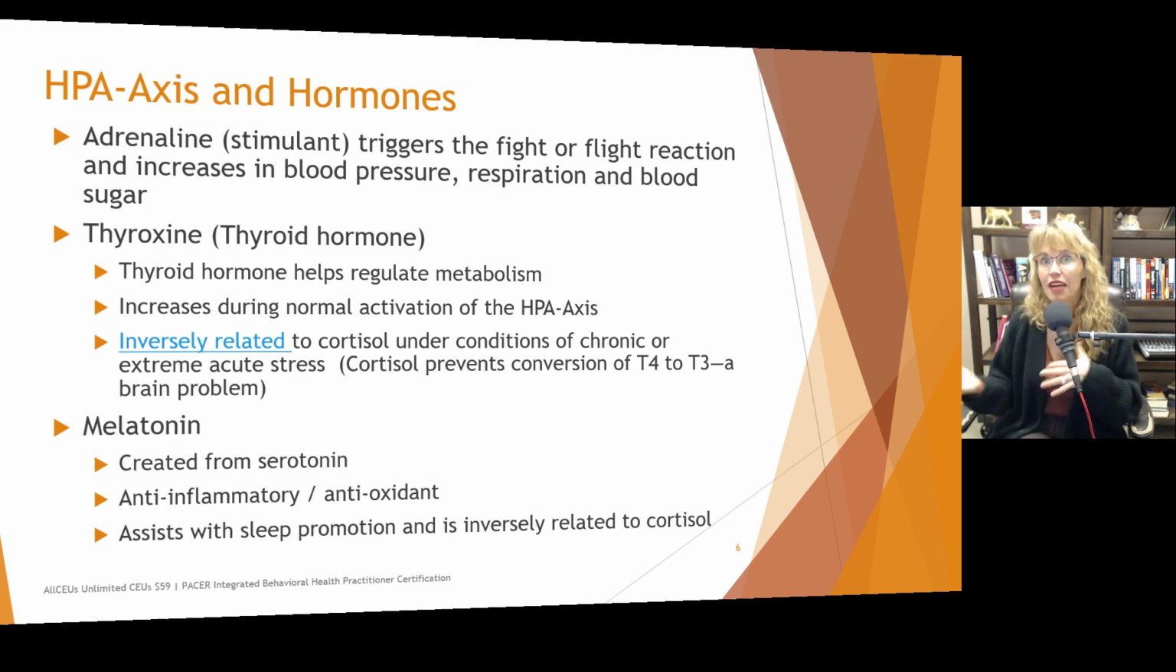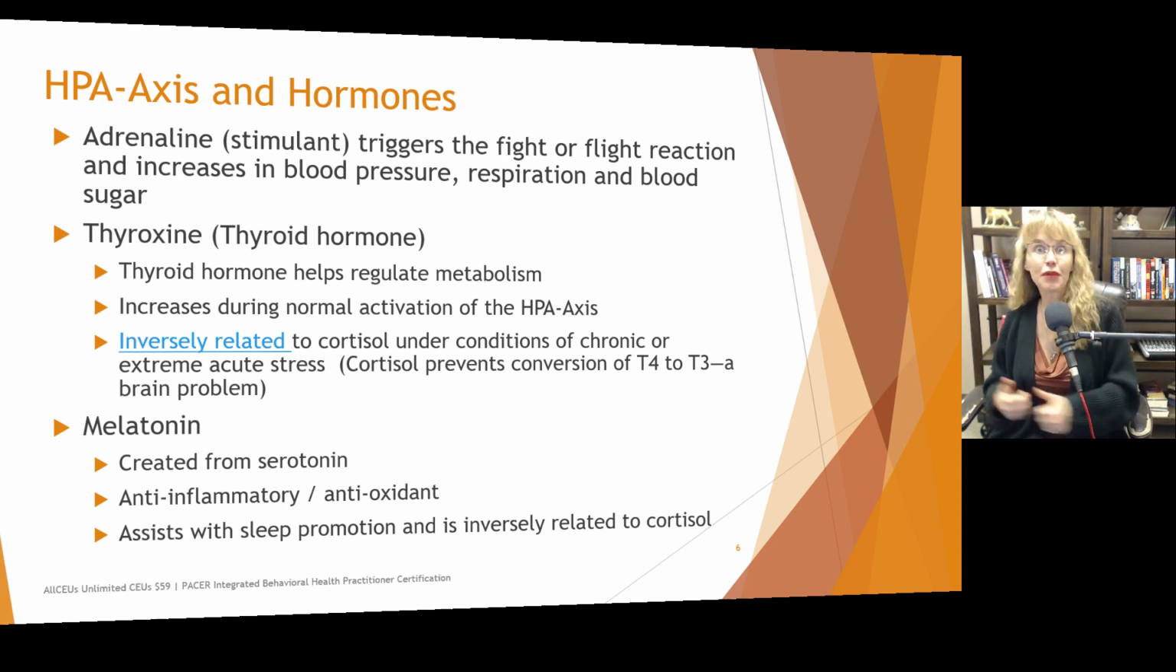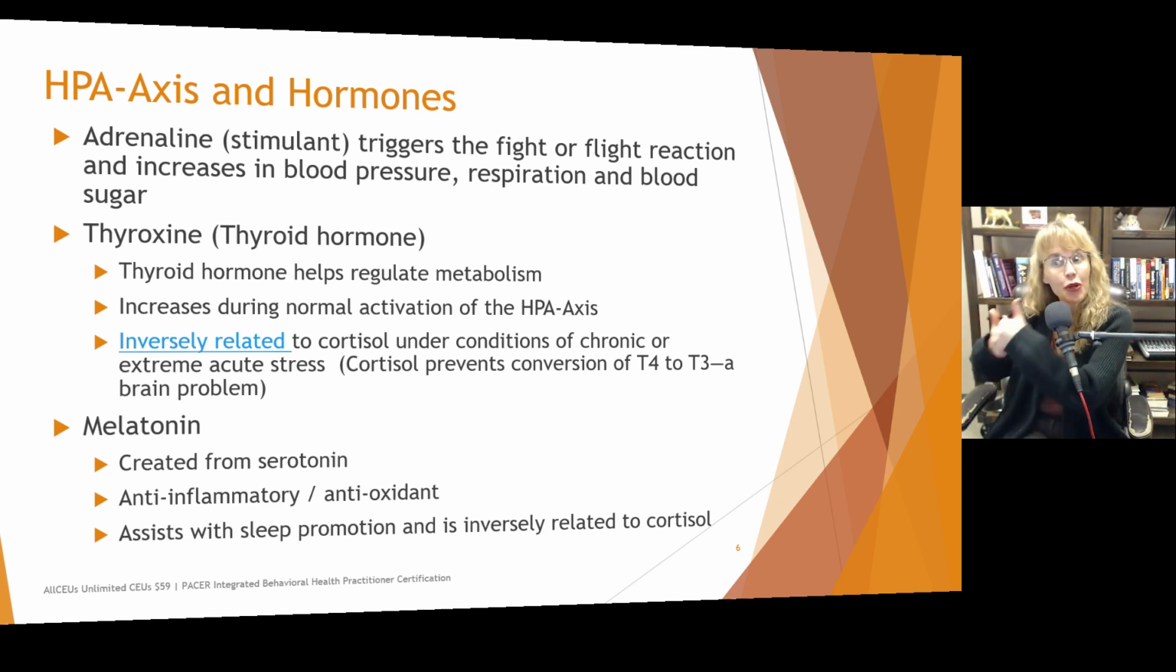Thyroxine is a thyroid hormone, and during the fight or flight response, during the HPA axis activation, the thyroid hormones help to regulate metabolism. During normal activation of the HPA axis, thyroid hormones go up. They help give us energy. Think about if we've talked to people with hypothyroid, they often have symptoms of depression. During normal activation of the HPA axis, we want people to have energy and not be depressed. So, thyroid hormones are increased.